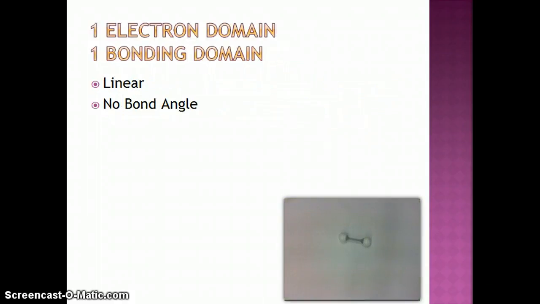So Joe, let's start with this molecule. This molecule has two atoms and it has one bond in there. Okay, there's electron domains, places where there's electrons, and there's bonding domains, places.